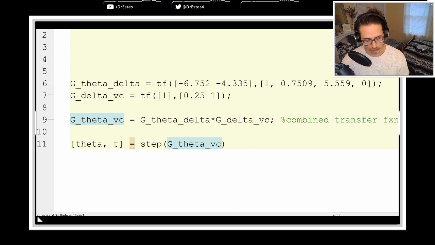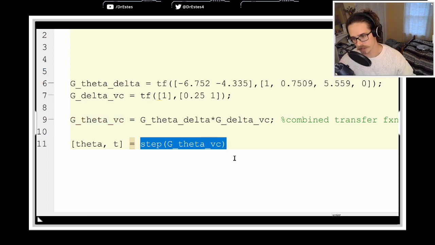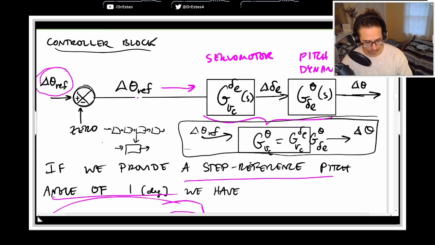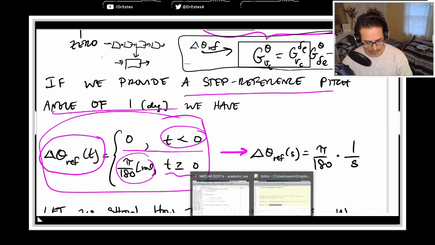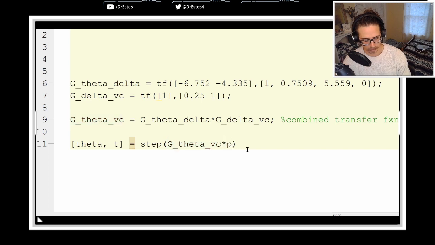One note here: when you use the step command, it'll provide a unit step reference, which means the step will have an amplitude of 1. However, the step that I want to do has an amplitude of pi over 180. So how do I get this to do pi over 180 instead of 1? Inside the step command, multiply by pi over 180. Boom. Okay, so we'll do that.